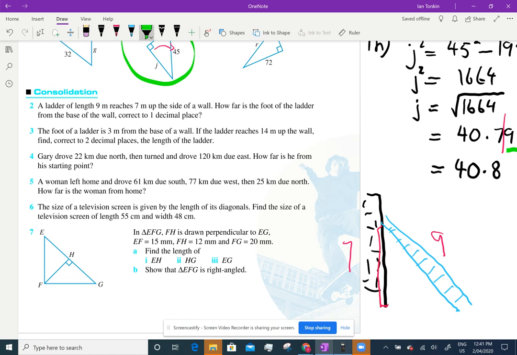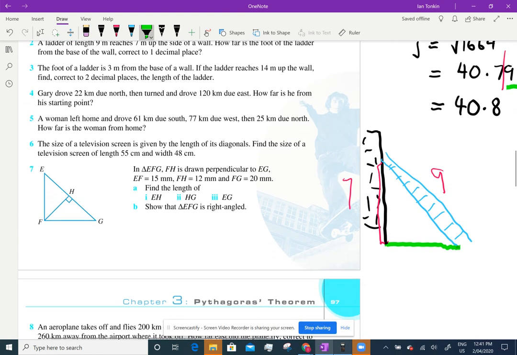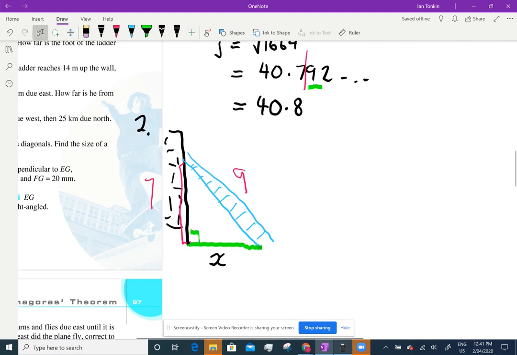I need to find how far from the base of the wall is the ladder. All right. Now, we're going to assume that the wall is perpendicular. And I'm going to give this side a pronumeral. I don't know, x. And by the way, this is question 2. All right. So now I've got this right angle triangle. I'm going to redraw it, but you don't need to. I've got an x there, a 9 there, and a 7 there.